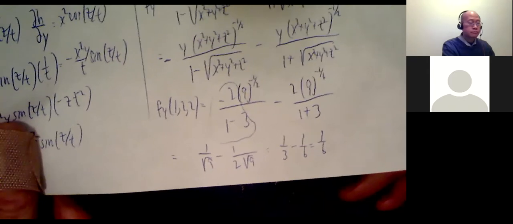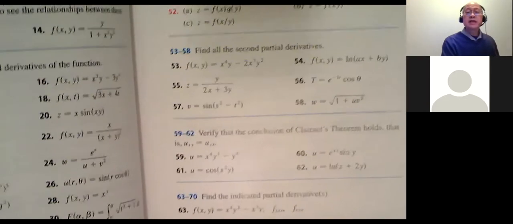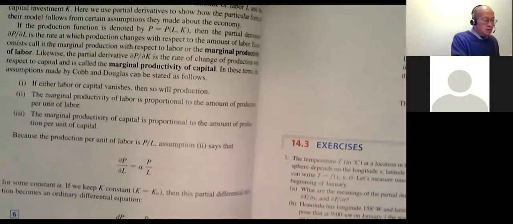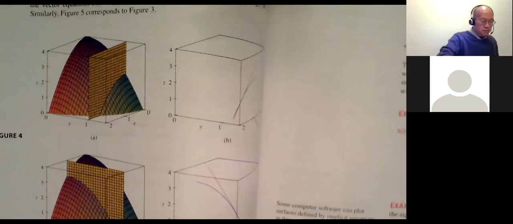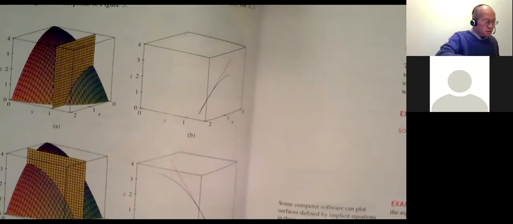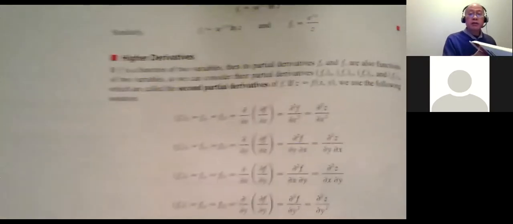Okay, that's the idea behind partial derivatives. That's what's happening here. Now, a little bit more. 53. Second partial derivatives. You're going to have a first derivative. You're going to have second derivatives. It's not really that big a deal. Let's see, where can I find it in the text? Page 918, higher derivatives.